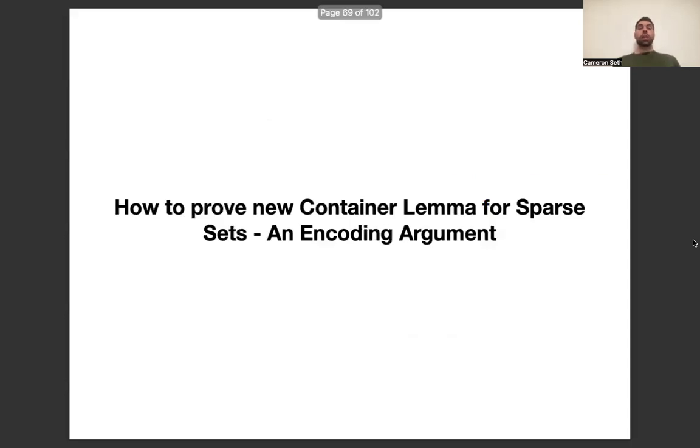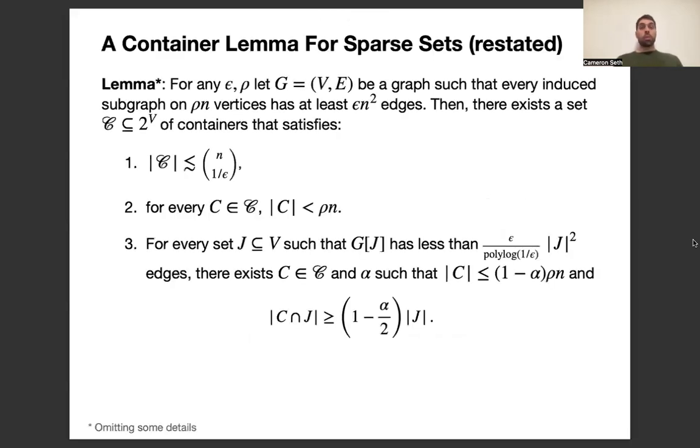Okay, so how can we generalize this for sparse sets? First, I want to restate this new lemma that we prove. Again, what we're going to show is that if G is a graph that's epsilon far, then there's a collection of containers such that the collection is small, the containers are small, and the sparse sets are mostly contained in these containers. Again, omitting some details here.